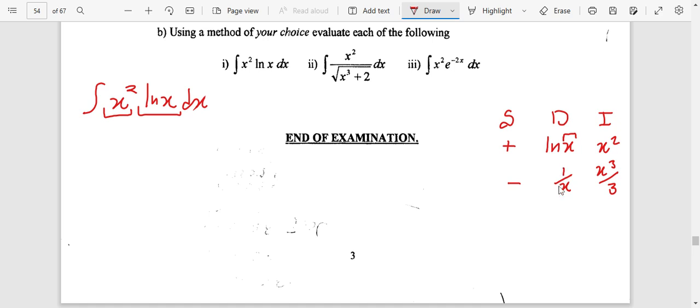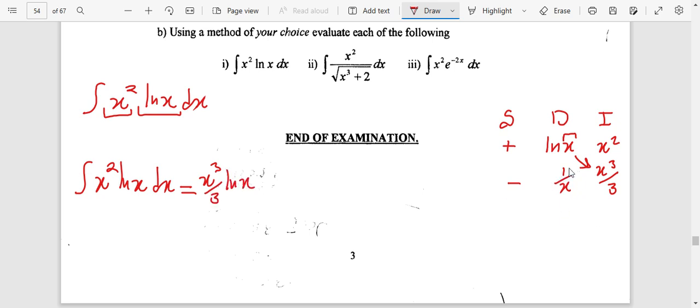If I continue differentiating 1 over x, the power will continue increasing. If I continue integrating x cubed over 3, the power also continues increasing. So I'm supposed to just end here. So the integral of x squared natural log of x dx is going to be equal to, I'm going to multiply this together with the sign. So positive times natural log of x times x cubed over 3. That is going to be x cubed over 3 natural log of x.